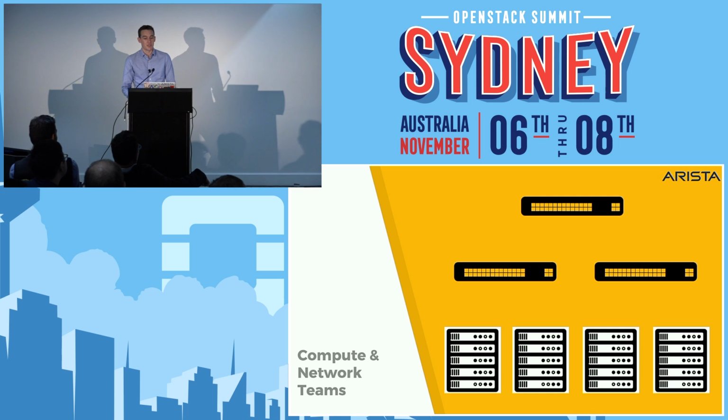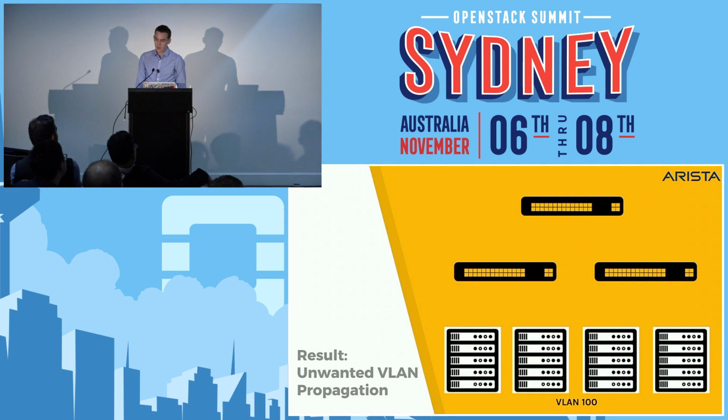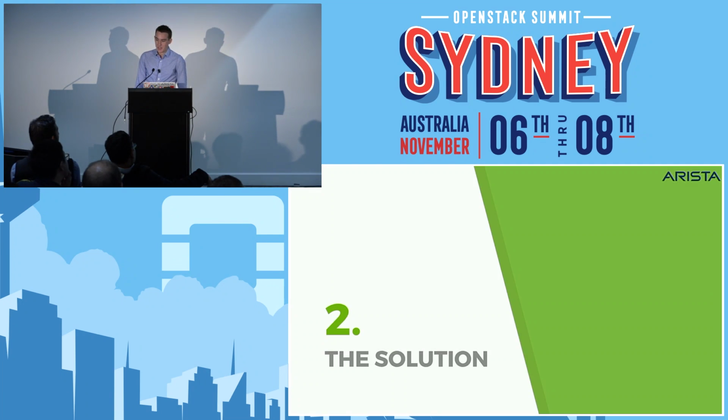So the root of this issue is that the division between the network and compute is a little bit blurred inside OpenStack. Let's take a look at an example. You have these VLAN ranges, for example, that you can configure within Neutron. That's configured on your compute hardware by the compute team. But suddenly, through an ML2 driver, that gets propagated up onto your network. So how do we deal with that?